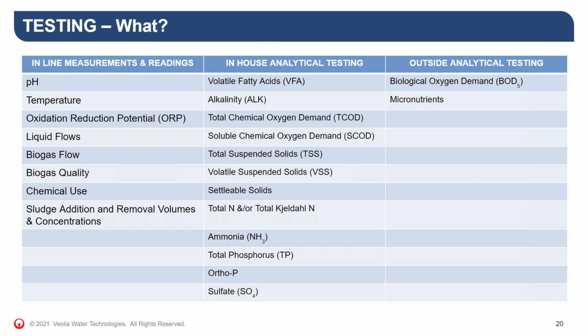What testing do we do in-house? We do these in-house because they're easy to do, and they're important parameters to know to determine if the system's working well. So we're going to measure the volatile fatty acids and the alkalinity. Typically, that test is done in one test. It's a titration test. If you don't do it titration-wise, Hawk has the ability to do them, or you can use a GC for the VFA.